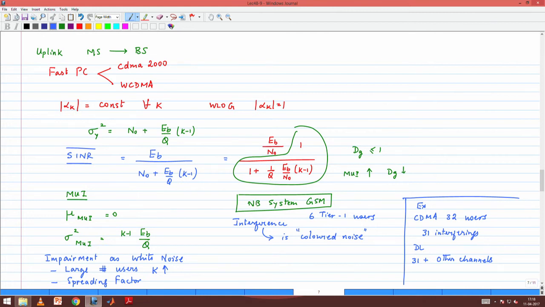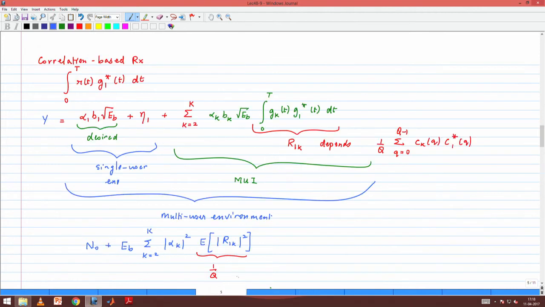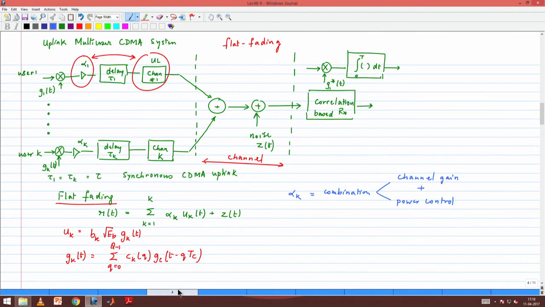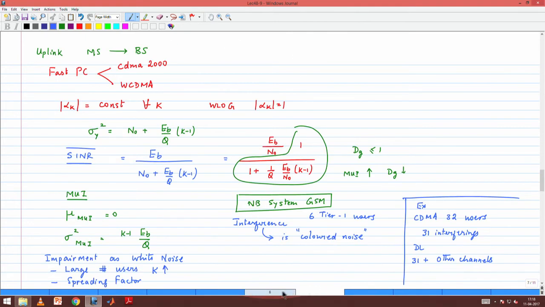K users, each one has got a different spreading factor. There is this alpha coefficient which corresponds to power control plus channel gain, and basically if I do proper power control, all these signals will arrive at the base station with the same power level, which then tells me that I can characterize my noise in the following way: signal Eb divided by N naught, which is AWGN, and then the other terms, assuming ideal power control, will be Eb by Q into K minus 1.